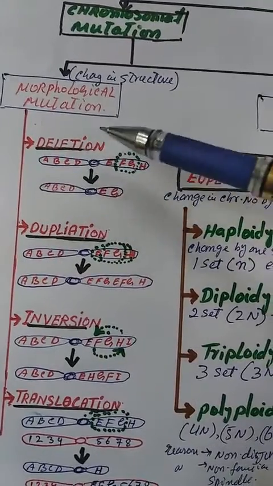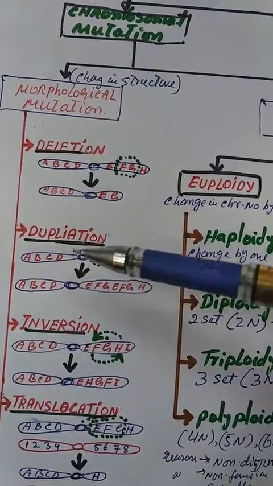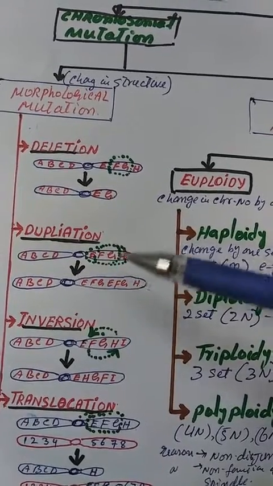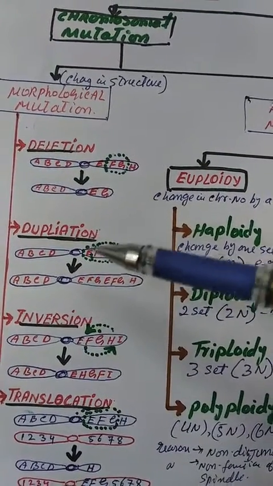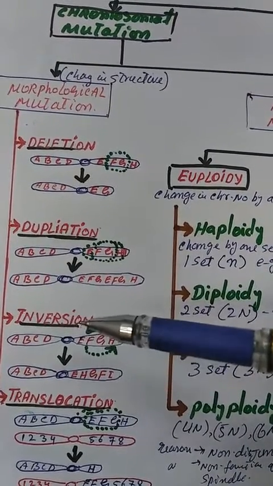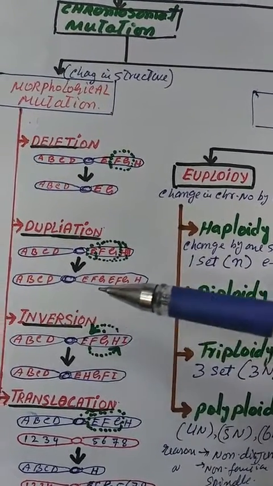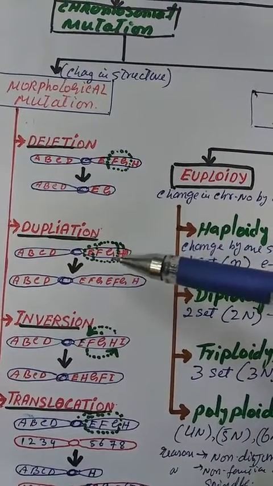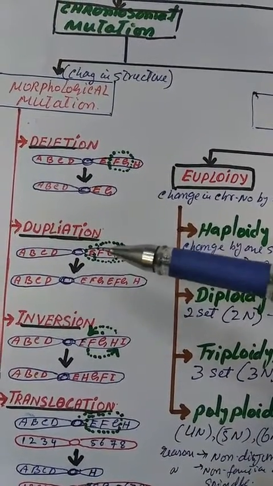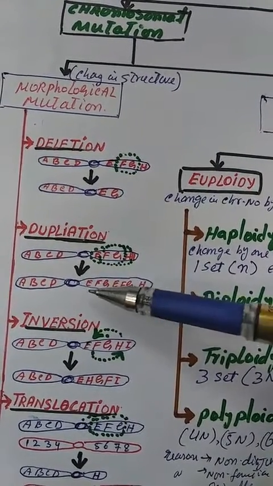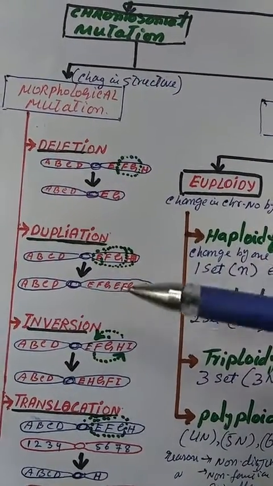Now, the second example of this morphological mutation is duplication. In duplication, one extra chromosomal segment is attached to the normal homologous chromosome. In this case, we see that this FGH segment is first broken, then it gets reunited and gets duplicated, in this case EFG and H.